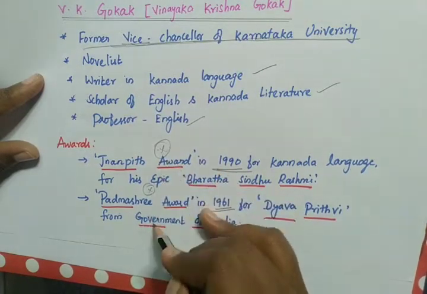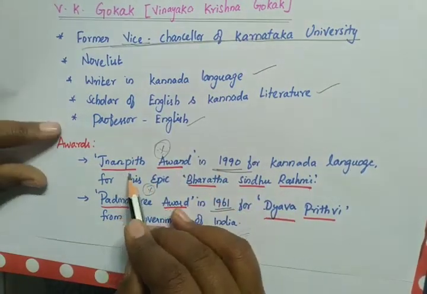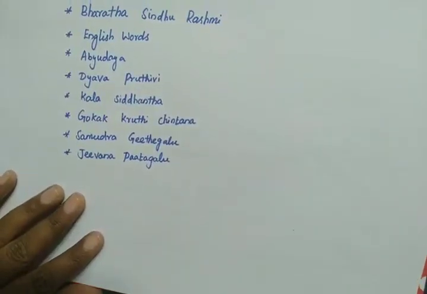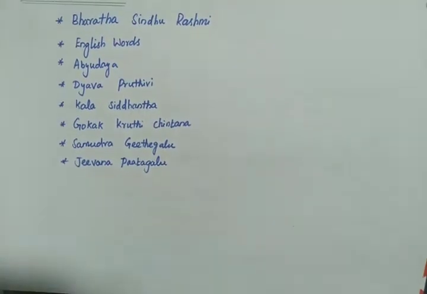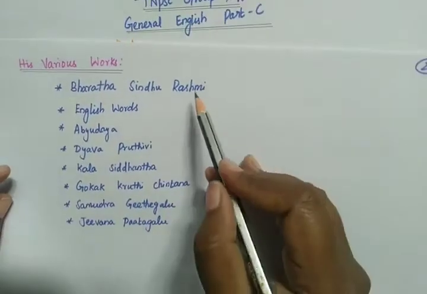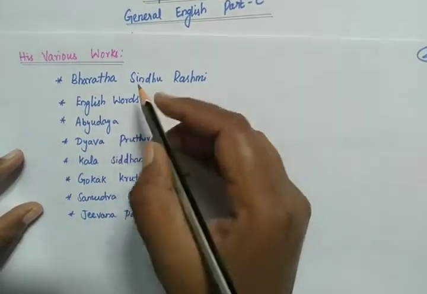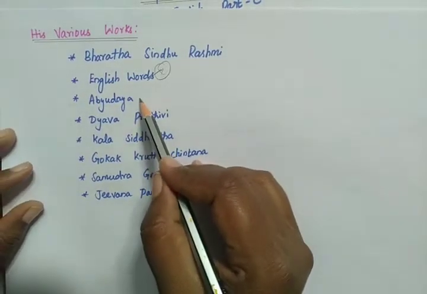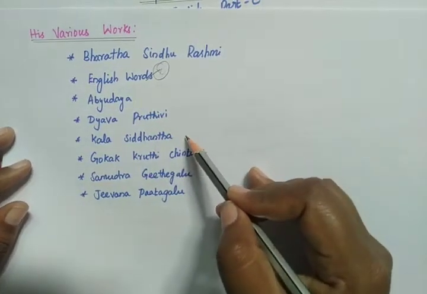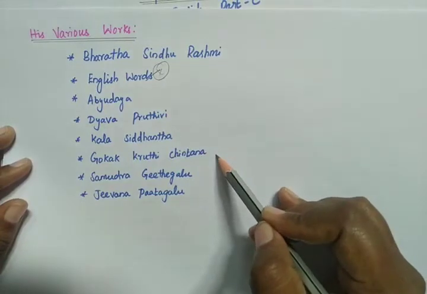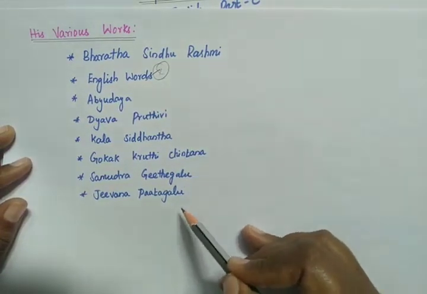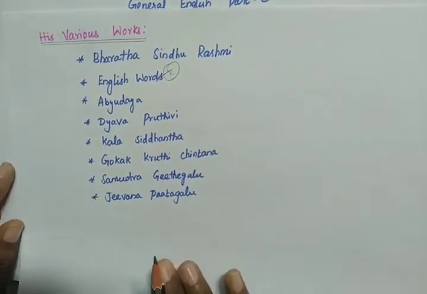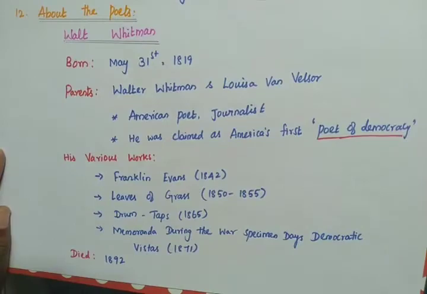So these two you have to remember, because they are very important: he received the Jnanpith Award as well as the Padma Shri Award. And these are his various works. Bharata Sindhu Rashmi, English Words. You have to remember English Words because it is there in our syllabus. Next, Abhyudaya, Dyava Prithvi, Kala Siddhanta, Gokak Kruti Chintana, Samudra Geetagalu, Jeevana Patagalu. So this is what we have to remember about V.K. Gokak. Now let us move on to the next.